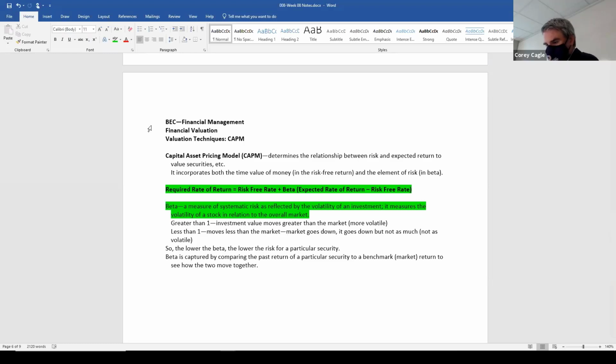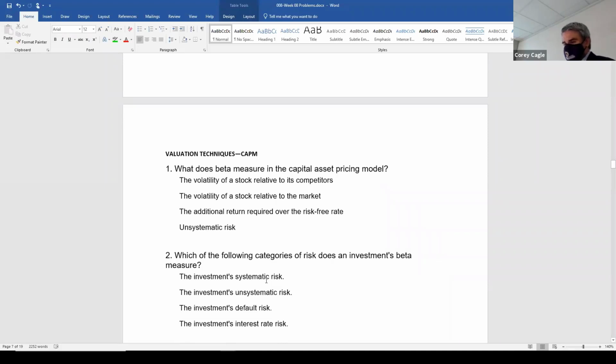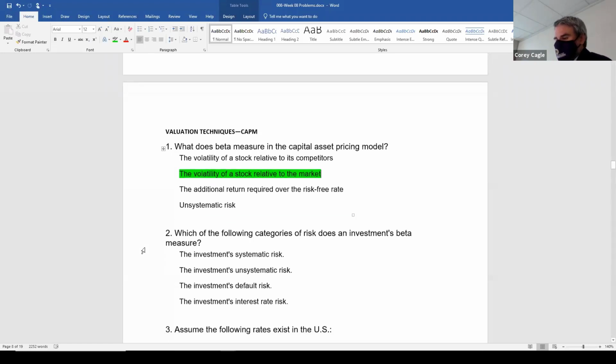So the questions. What does beta measure in the capital asset pricing model? Volatility of a stock relative to its competitors? No. Volatility of a stock relative to the overall market? That's exactly what it is. Unsystematic risk? No. Systematic risk. Very systematic idea, right? Number 2: which of the following categories of risk does an investment's beta measure? We just said that. It is systematic.